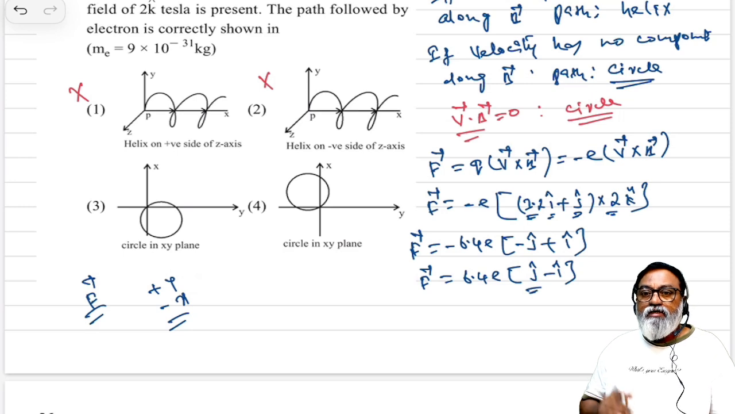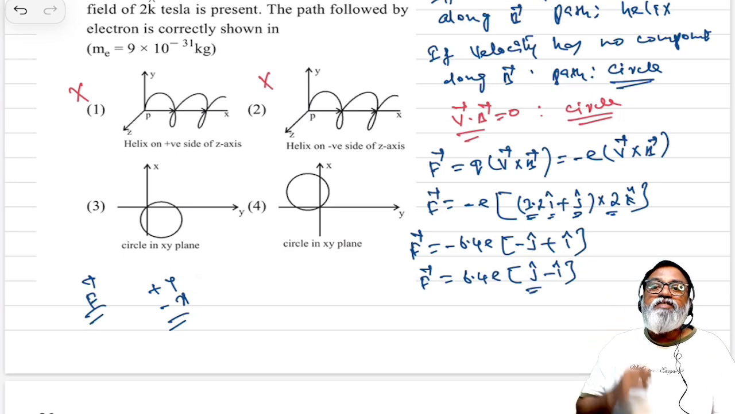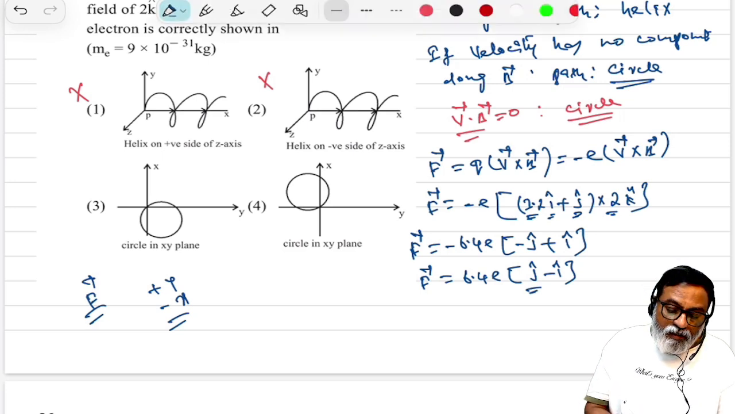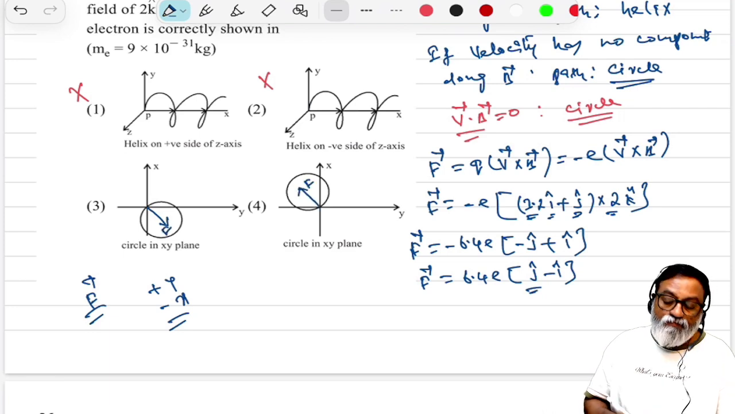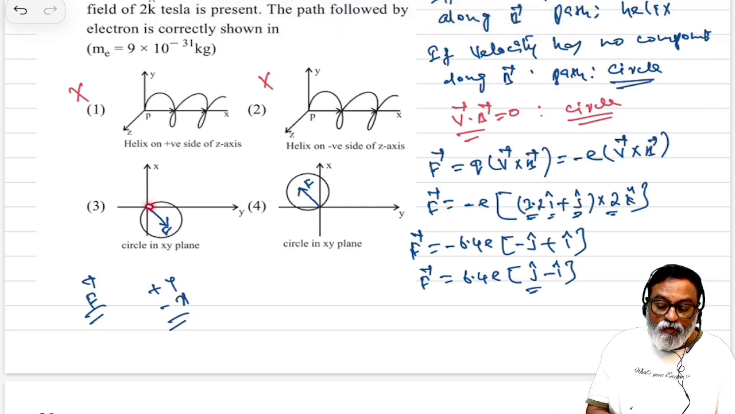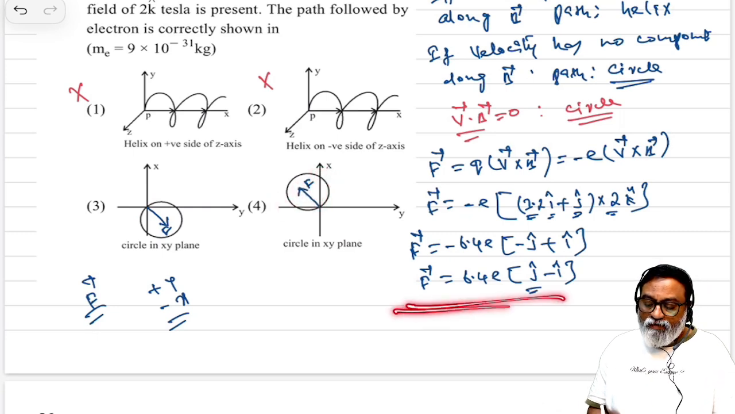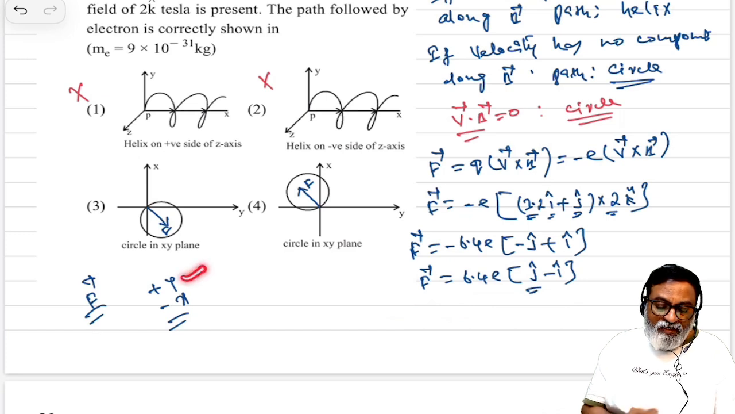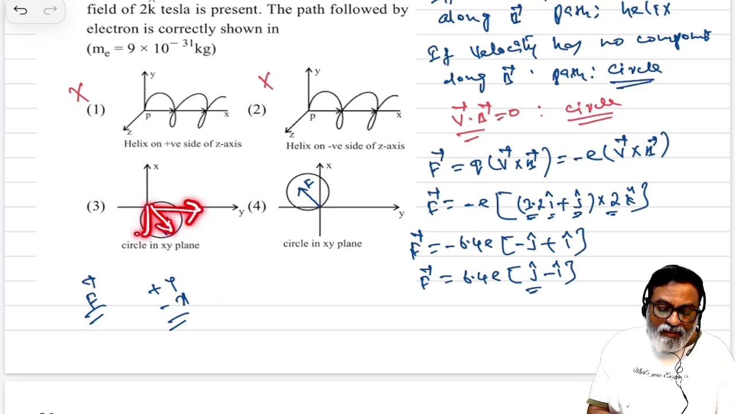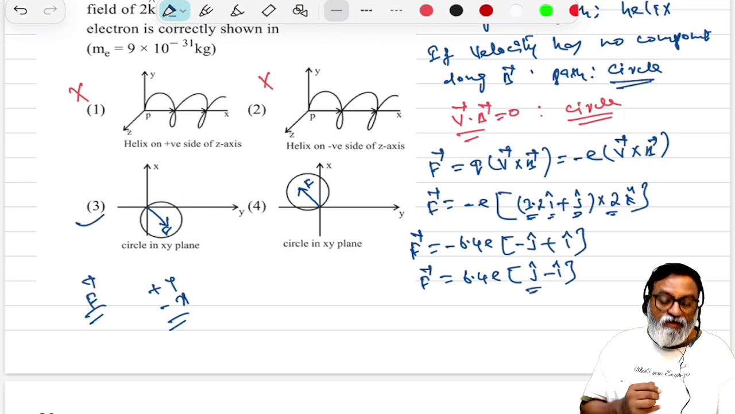In circular motion, the direction of the centripetal force is towards the center of the circle. Therefore, here the centripetal force is acting towards the center. This is the force F. Therefore, this F has a component along the positive y direction and negative x direction. In the other option, the force components are positive x direction and negative y direction. But according to our problem, the force component has plus y and minus x. Therefore, in option 3, this force vector has plus y and minus x. Therefore, the answer is the third one.